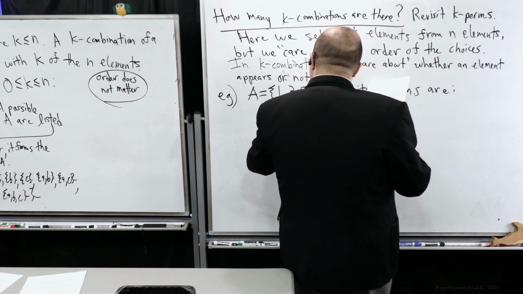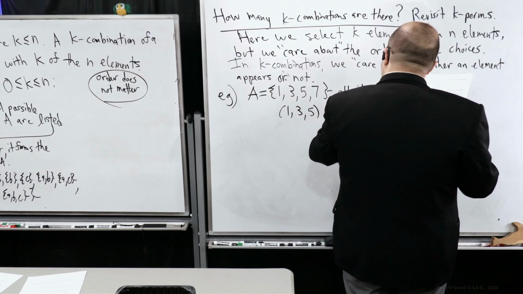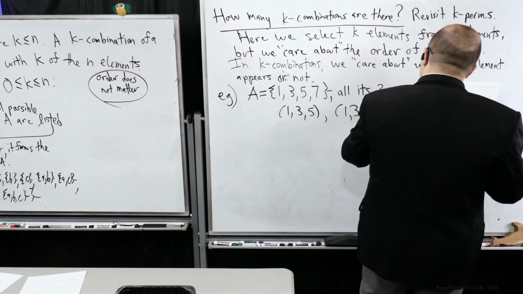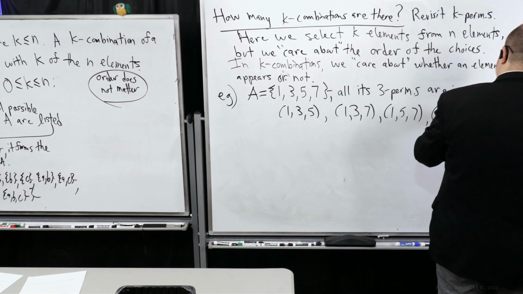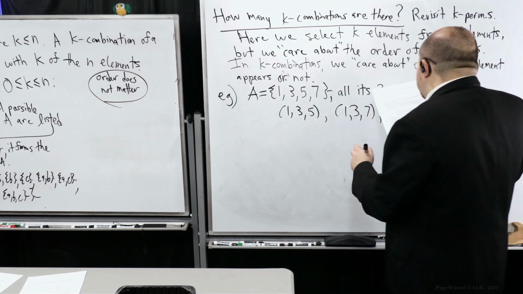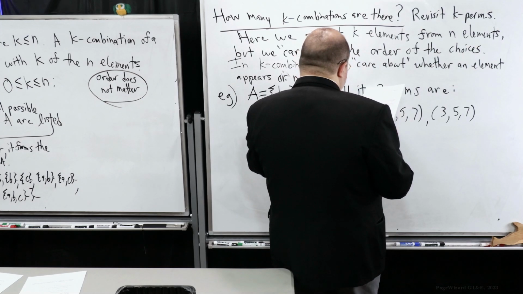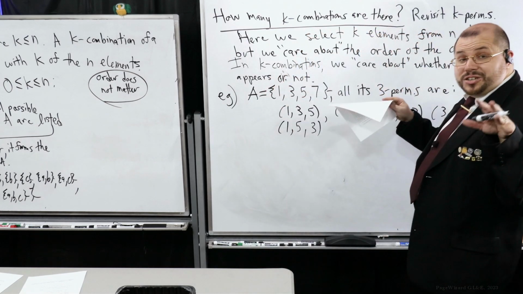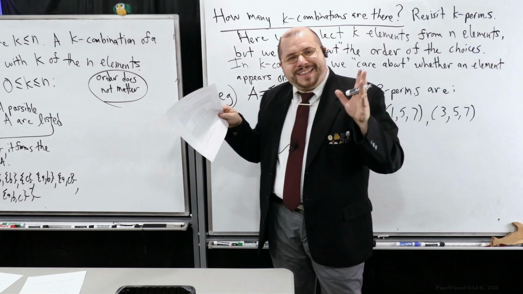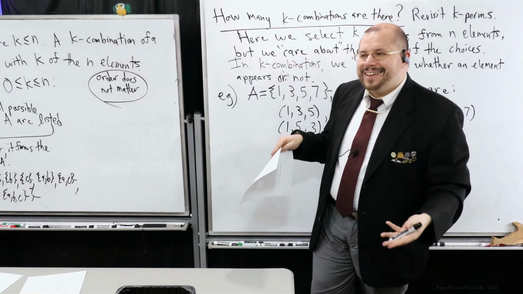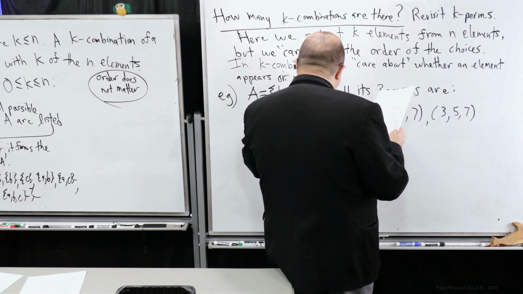So I got 1, 3, 5, 1, 3, 7, 1, 5, 7, 3, 5, 7. Then let's write the next row, 1, 5, 3. And I must stress there's going to be something very special about how I list these. So please, while you're writing this down, take note of how I'm doing it. It might give you a hint of what I'm up to. I'm going to show you in a moment.